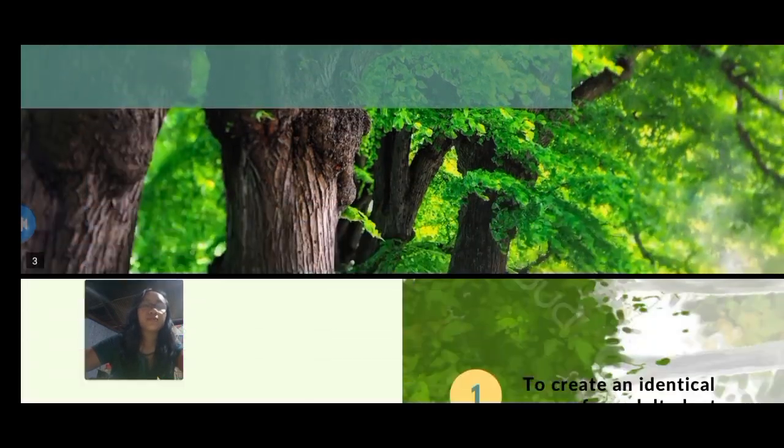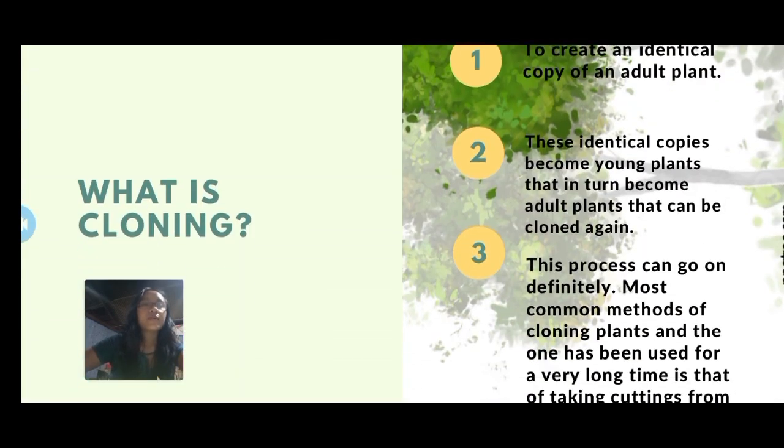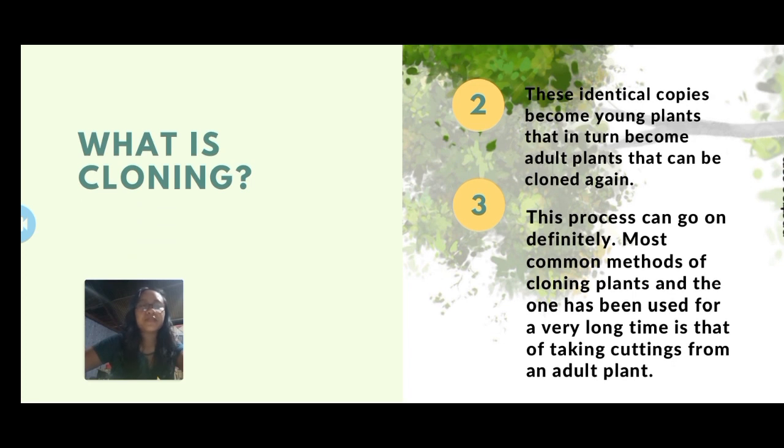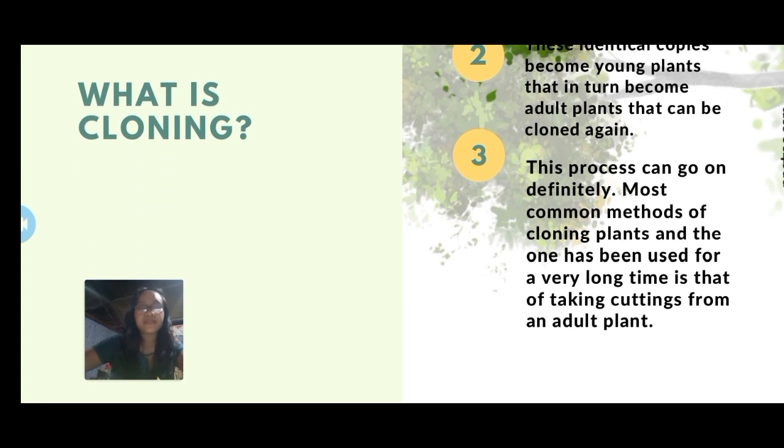What is cloning? Cloning is to create an identical copy of an adult plant. These identical copies become young plants that in turn become adult plants that can be cloned again. So this process can go on indefinitely. The most common method of cloning plants, and the one that has been used for a very long time, is that of taking cuttings from an adult plant.